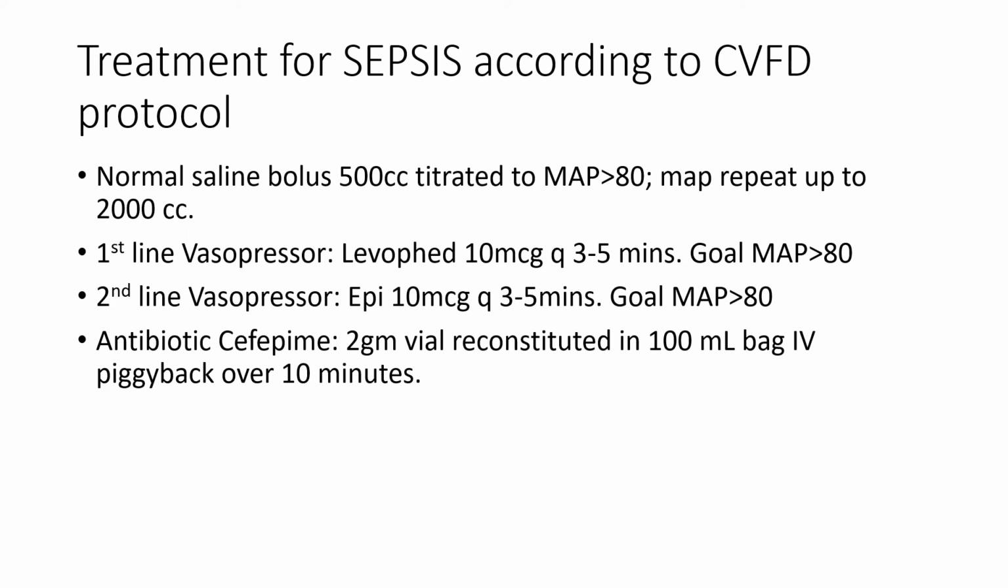Now we look at our antibiotic. Our antibiotic is going to be Cefepime. With Cefepime, you are going to have a 2-gram vial. You're going to reconstitute it the same way that you would do Ancef, but instead of pushing it, you're going to put it in a 100 mL bag and you're going to run it over 10 minutes.